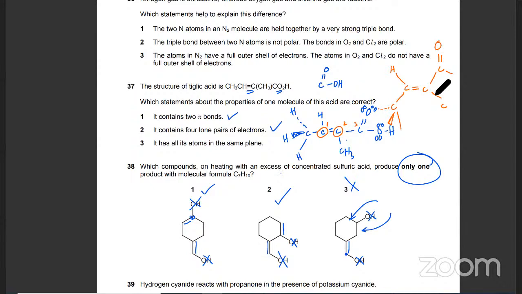But the CH3 won't be in the same plane, I guess. See, the C is in the same plane as the C, but after that it's tetrahedral, so the hydrogens are not in the same plane. Even one of the hydrogens may be in the same plane, but these two hydrogens are not. So will 3 be correct? It won't be, because they're talking about all atoms. I was just explaining how the carbon atoms are in the same plane. The hydrogens are not in the same plane.